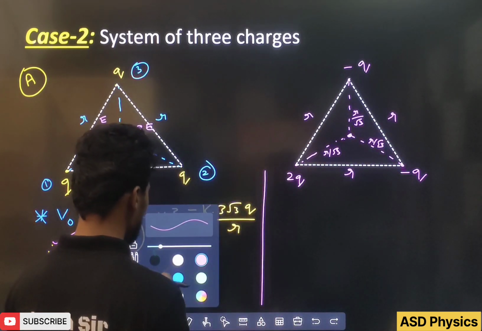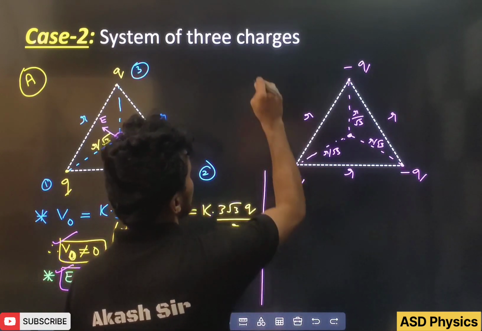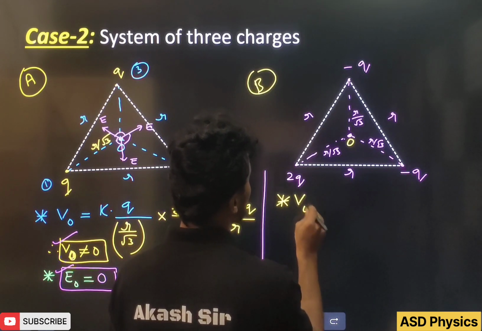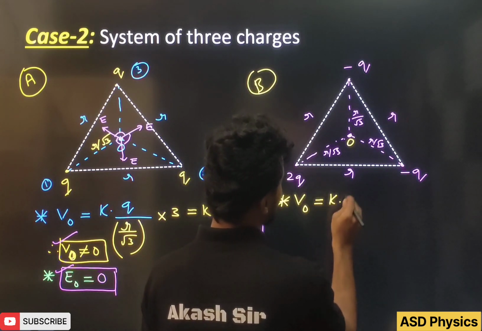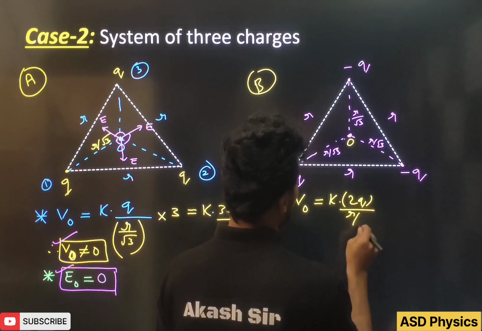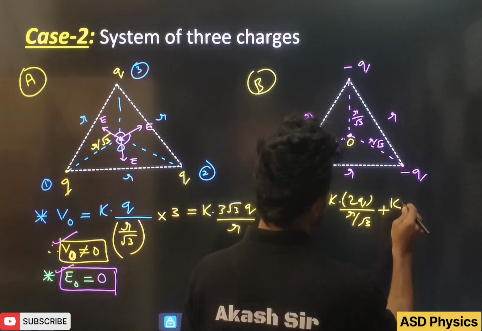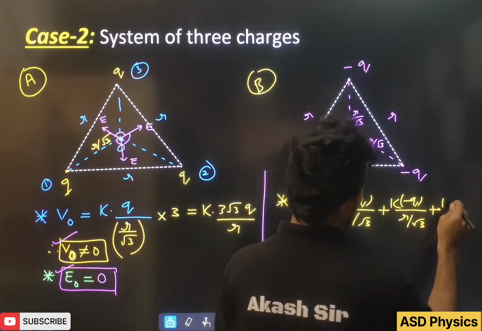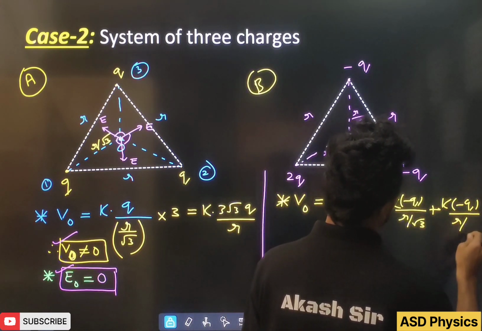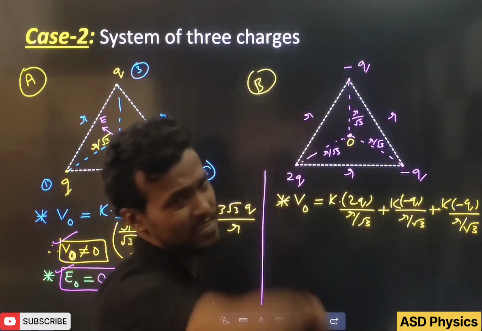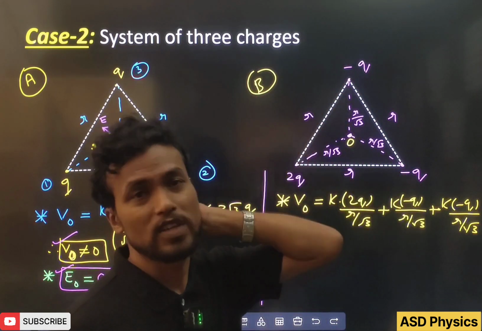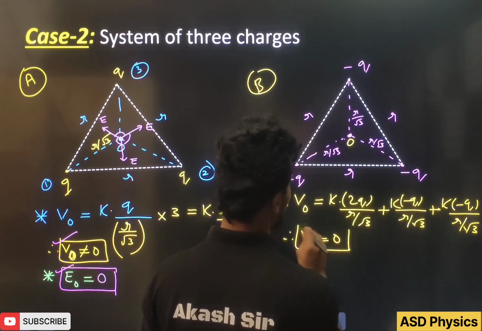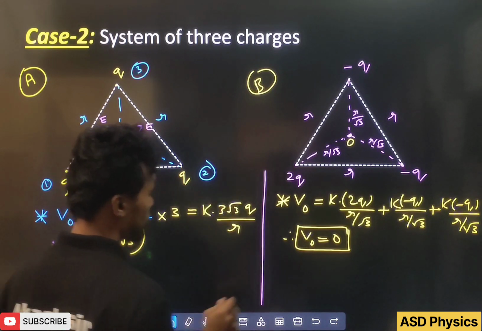Okay, so students, this is situation B actually. Okay, so what is the potential at point O? Now you can guess very well. So what will become here? K into 2Q by R by root 3 plus K into minus Q by R by root 3, plus K into minus Q by R by root 3, because you know very well the summation of the charges is 0, and this point O is symmetrical to the charges. So anyhow here potential is coming how much here? Here potential is coming 0.